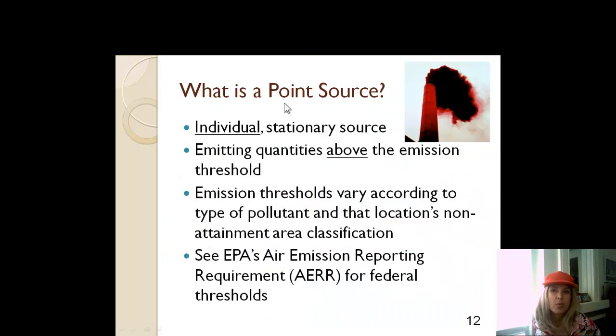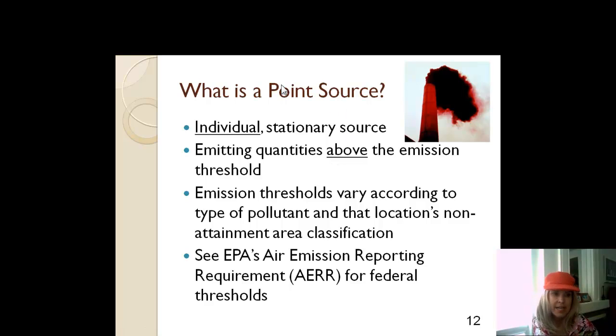What is a point source? We're going to get into these definitions of these source type categories. It's an individual stationary source, and it emits quantities above the emission threshold for a point source.